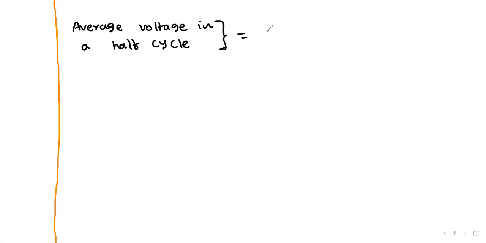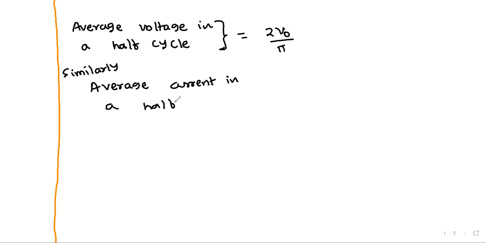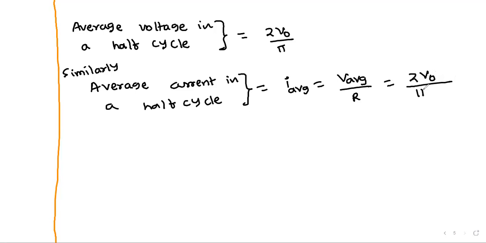So here we got that average voltage in a half cycle, we got it as 2 V naught by pi. Similarly, average current in a half cycle, I can write as I average. I can write as V average by resistance. So that is 2 V naught by pi into R.